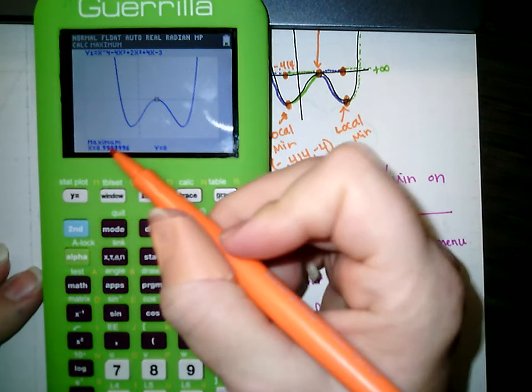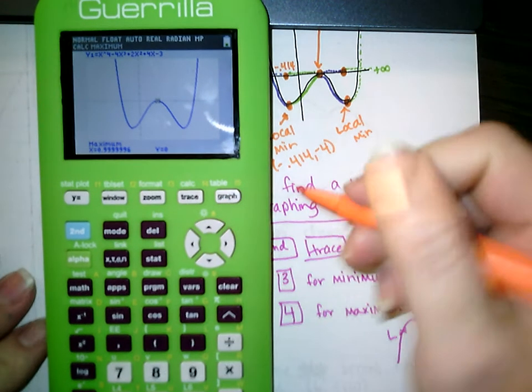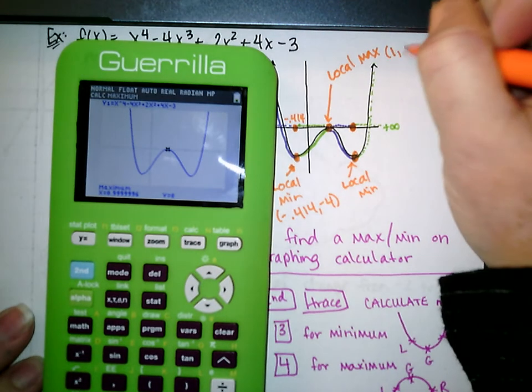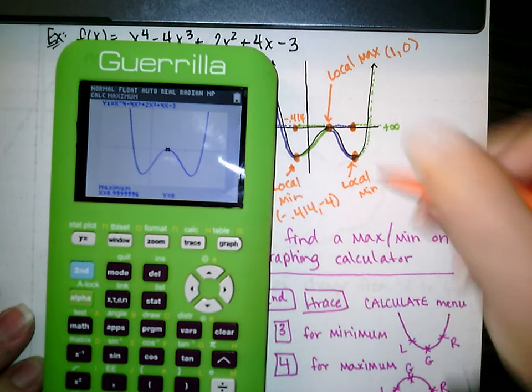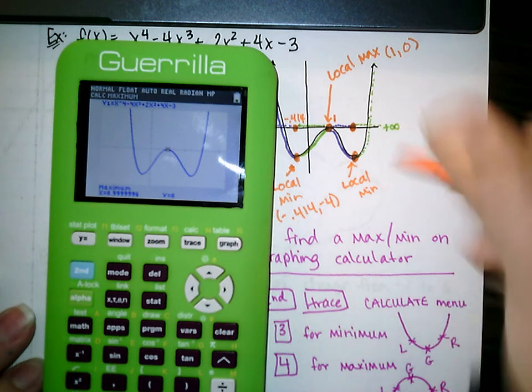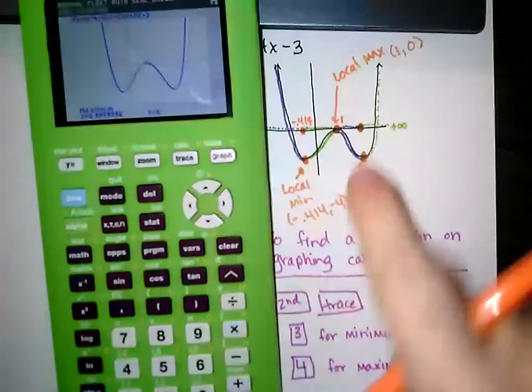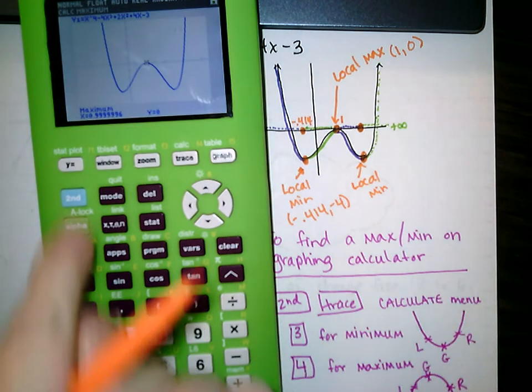That ordered pair, it says 0.9999996. That's actually the ordered pair 1, 0. So this x value right here is 1. And then I have to find this minimum. So I'm going to have to do that again.